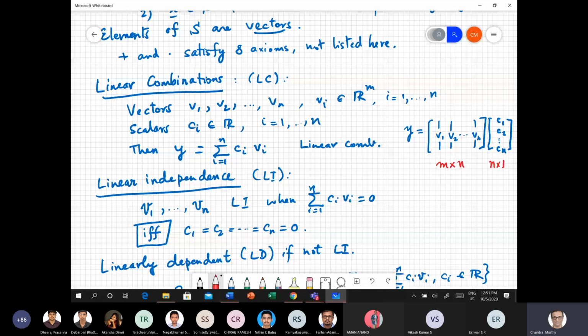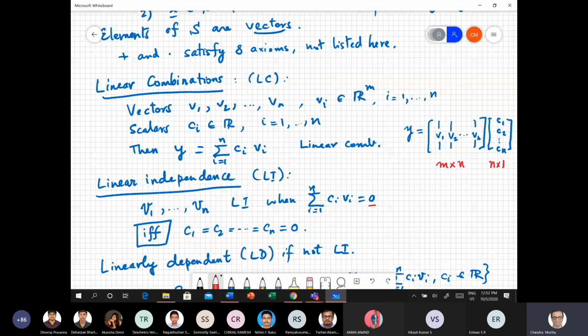The if part is trivial here. Of course, if c1, c2 up to cn are equal to 0, then the summation ci vi is always going to be equal to 0. 0 times a vector is a 0 vector, and so when you add up all the 0 vectors, you will get another 0 vector. So the if part is trivial. So really the crux of this definition lies in the only if part. That is, there is no other linear combination of these vectors v1 to vn that you can take and obtain the 0 vector.